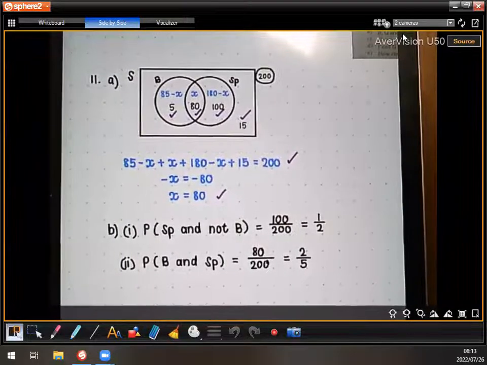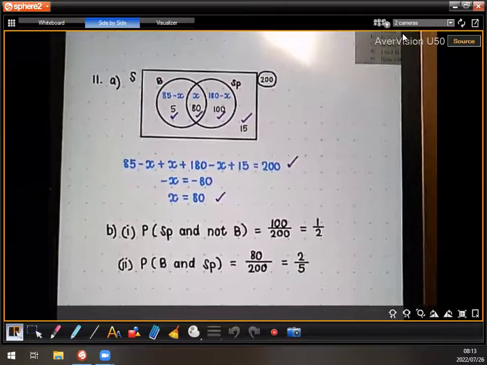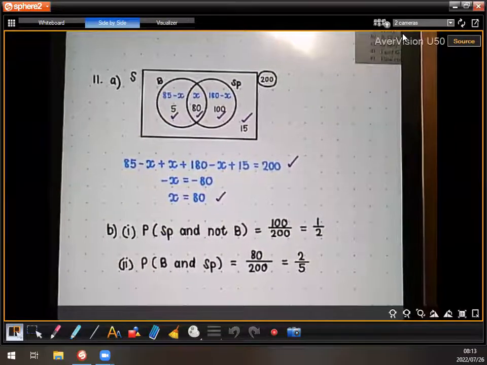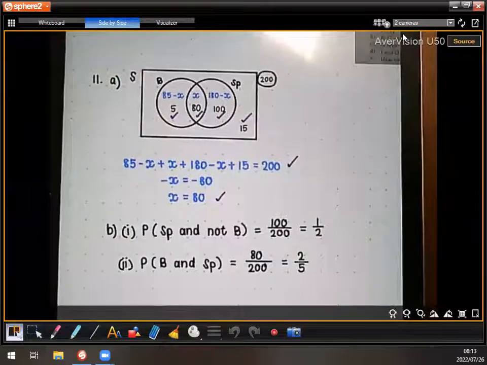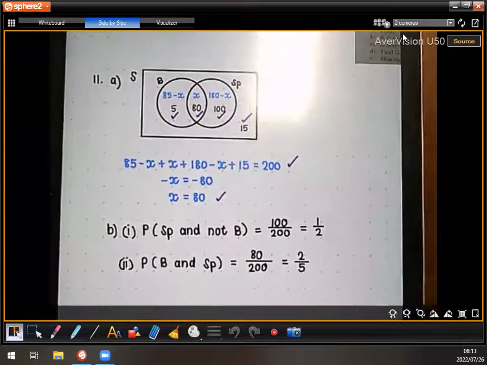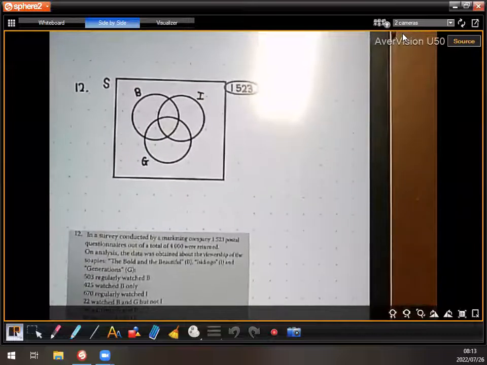Okay, how many people actually got to number 12? Very few of you. All right, so then I'm not going to do that now. I'm going to give you guys some time to do 12 on your own. I'll put it on the board for you. Number 12 is a 3-circle Venn diagram, guys. So I'll show you what it should look like, something like that.